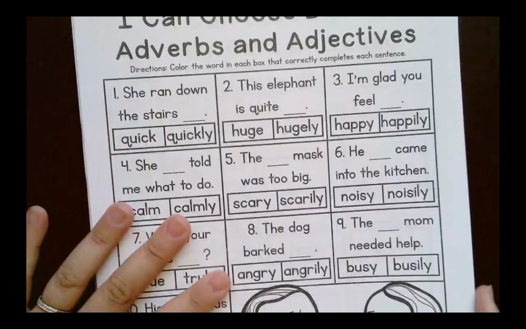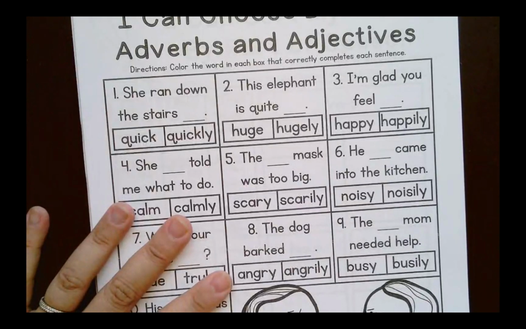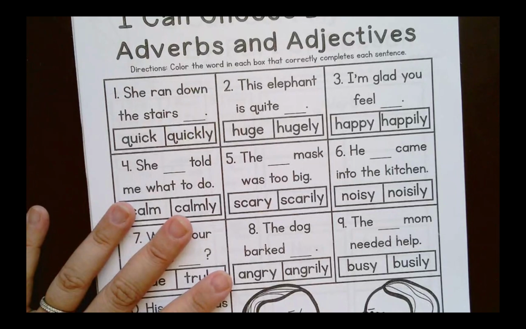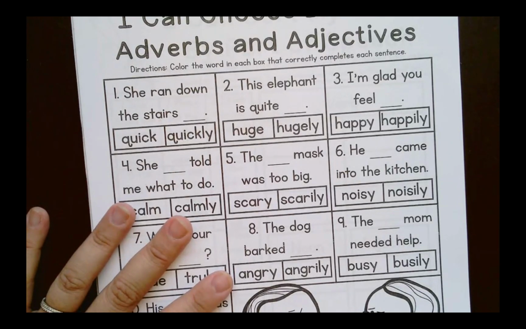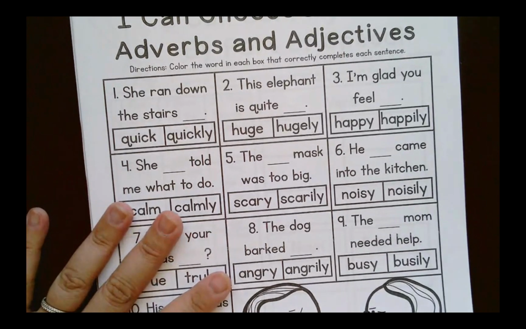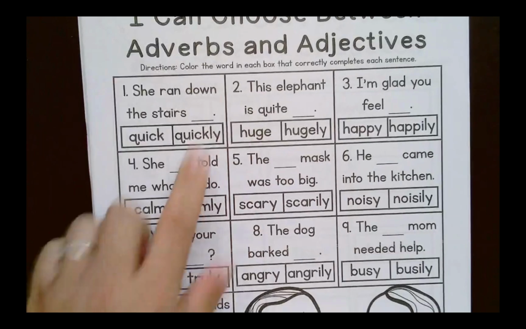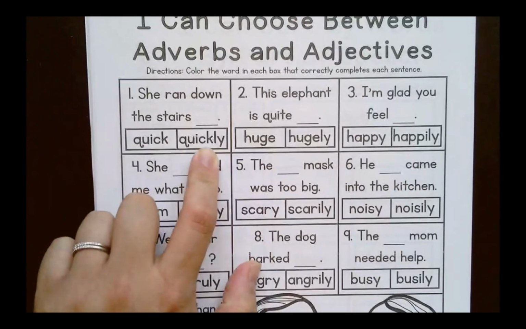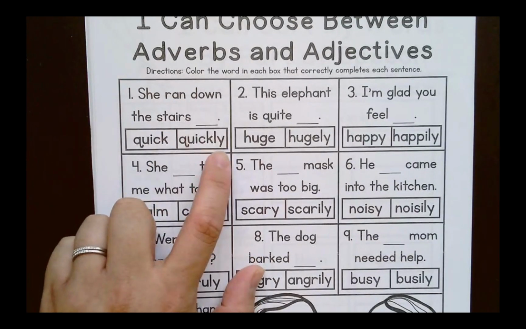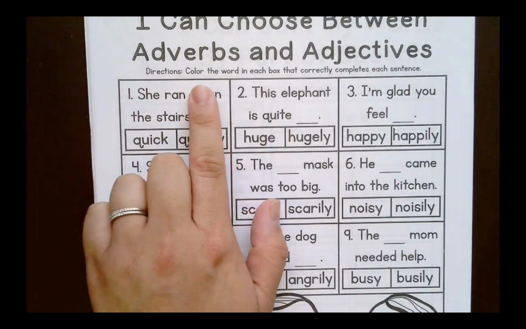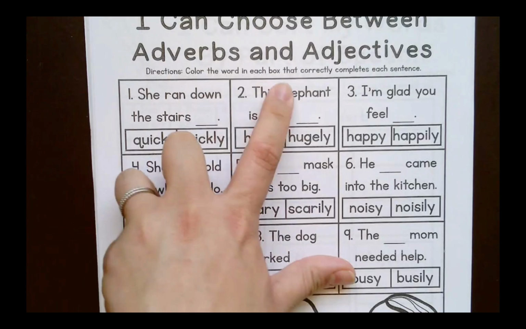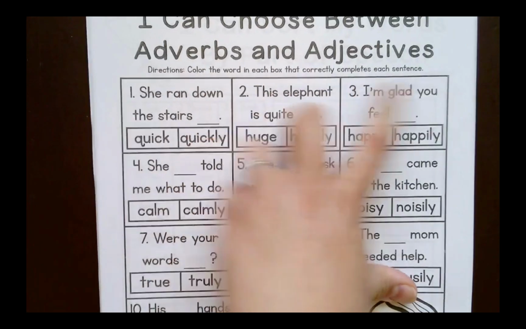So today's activity is a little bit challenging. It's a little bit confusing at first, but as you get the hang of it, hopefully it'll get easier. Just remember that when you're trying to figure out if the word is modifying what is happening in the sentence, it usually is going to end in ly. So the directions for the activity say to color the word in each box that correctly completes each sentence.